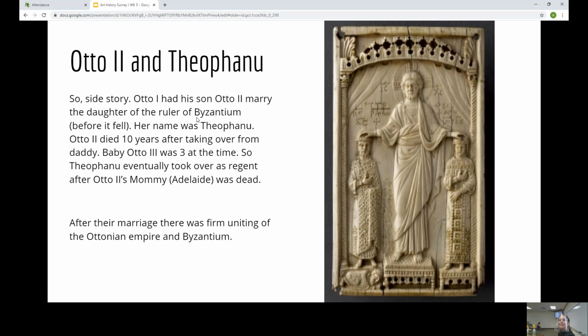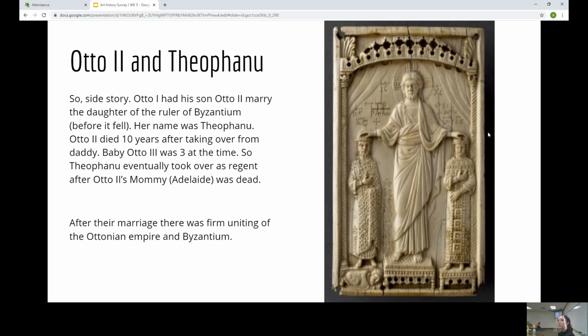Her name was Theophanu. Otto II died 10 years after taking over from his dad, so not a super long reign. And his son, Otto III, was only 3 at the time, so Theophano actually was regent until Otto III was old enough to rule. She was co-regent with Otto II's mom, Adelaide. Family. Anyway, that's why I wrote that down.